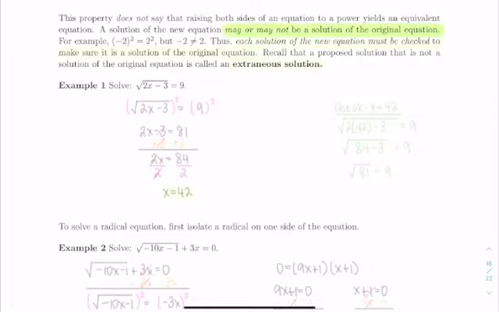For example, negative 2 squared is equal to 2 squared, but negative 2 doesn't equal 2. So each solution of the new equation must be checked to make sure it is a solution of the original equation. Recall that a proposed solution that is not a solution of the original equation is called an extraneous solution. So you want to make sure that you are really checking the answers that you get when you start raising the sides of an equation to a power.